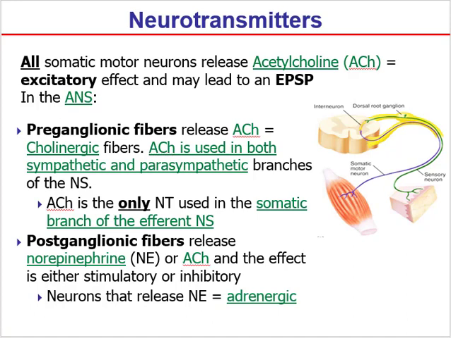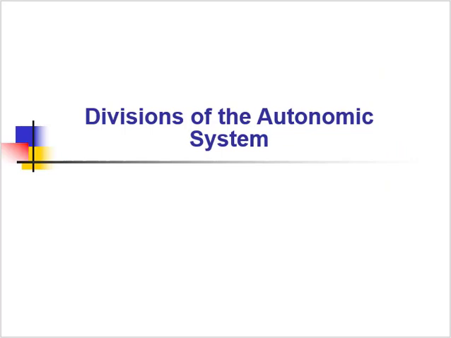Postganglionic fibers release norepinephrine or acetylcholine, and the effect is either stimulatory or inhibitory. Neurons that release norepinephrine are called adrenergic. We'll look at some pictures on this as we dive into more details of the autonomic nervous system.